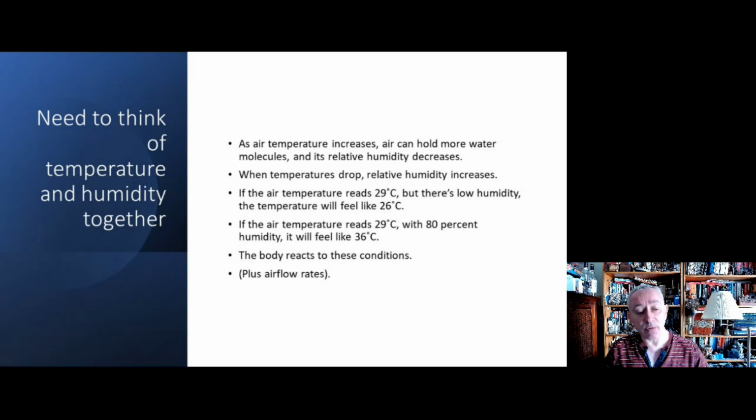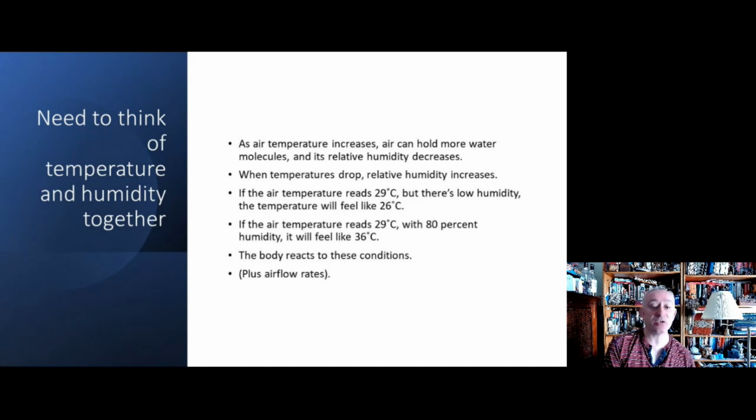But we also need to think of temperature and humidity in combination with each other, because as the air temperature increases, the air can hold more water molecules, and humidity then alters in a different direction. So this means that, let's say the temperature is 29 degrees, but there's very low humidity. It actually feels like 26, as we know when we go on holiday to certain countries. But if the humidity is high, let's say it's up to 80%, then that same 29 degrees suddenly feels like 36 degrees, as often is the case in many British summers. So that's why it kind of feels a bit bleh.